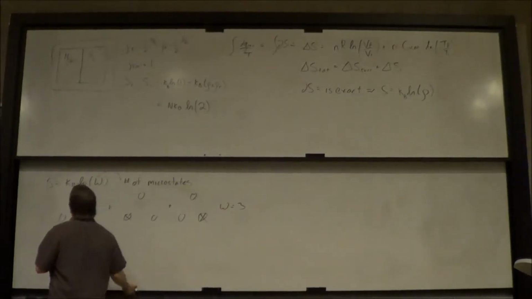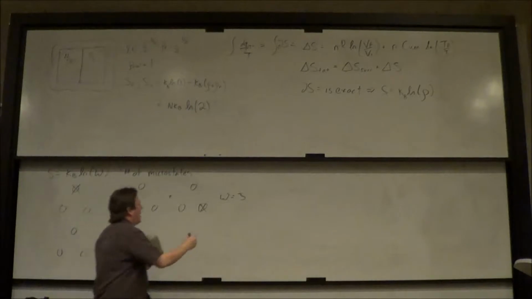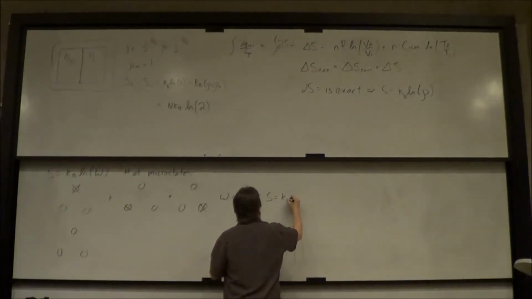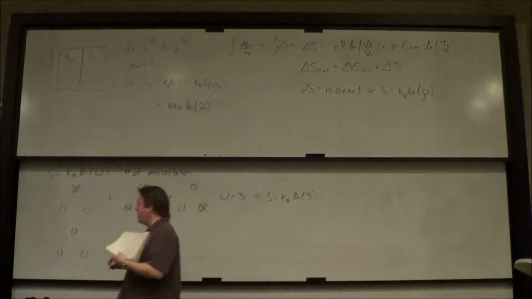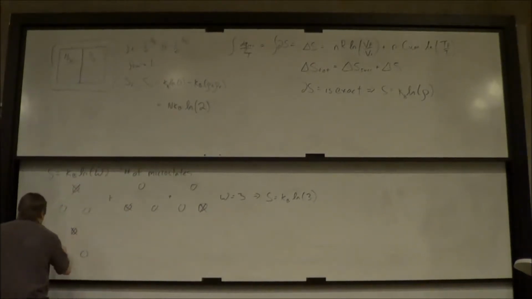Okay, so a slightly harder one. If this is the case, then S is k ln 3. Now I've got the total entropy. And then I can start thinking about entropy changes and all that other stuff. Okay, let's do a harder one.